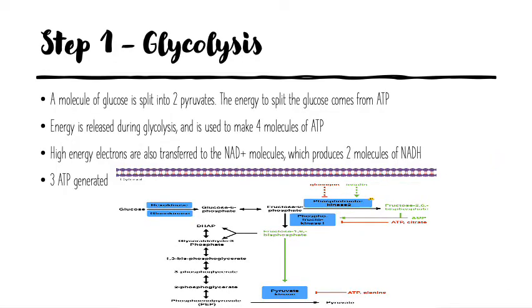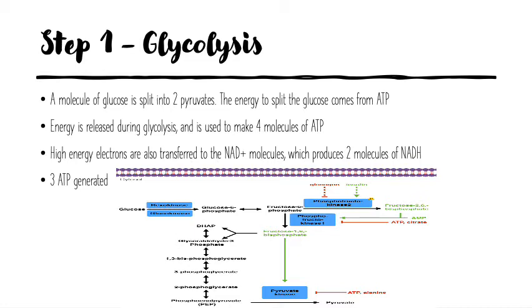So our first step here is going to be that glycolysis. We have 1 molecule of glucose that essentially is going to be split into pyruvate, and this is going to be split into 2 pyruvates. And the energy to split that glucose is going to come from ATP. The energy that is released during glycolysis is used to make 4 molecules of ATP.